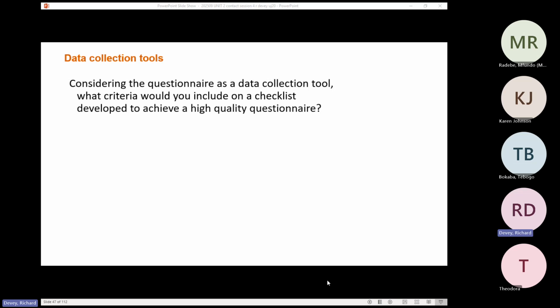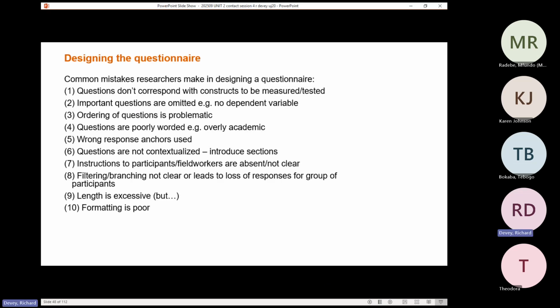Okay, so I'm going to show you a list that I developed, which is just my list. These are some of the mistakes that students can make when they design a questionnaire. The questions don't correspond with the constructs to be measured, and that's a point that Theodora made about making sure that you have the constructs that you want to measure in the questionnaire. That would be an example of that.